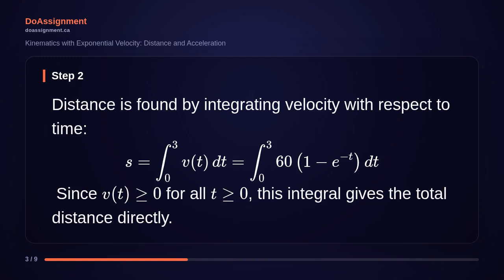Distance is the integral of velocity over time. Because the velocity is always non-negative for t greater than or equal to 0, we simply integrate v from 0 to 3 seconds.